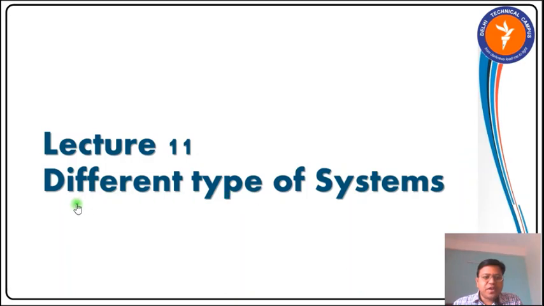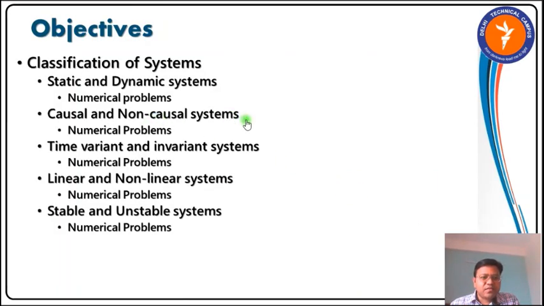In this lecture we will continue our discussion on different types of systems. The next type of system that we have to discuss is the causal and non-causal system.